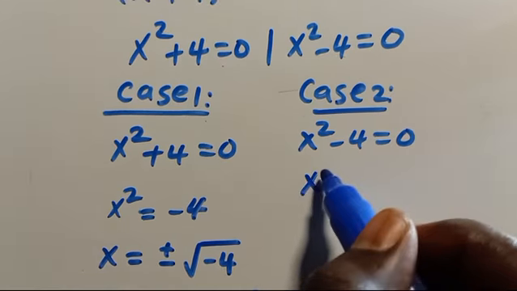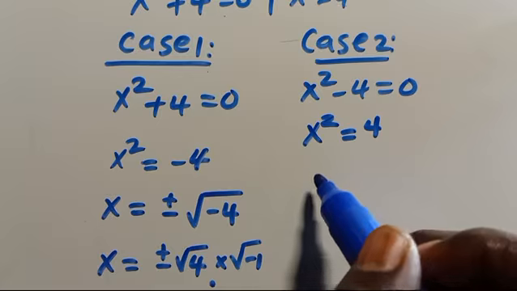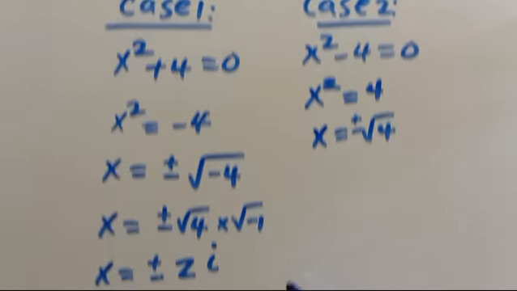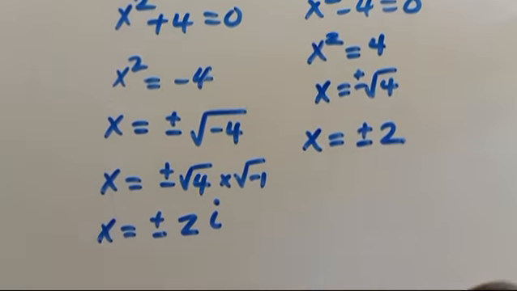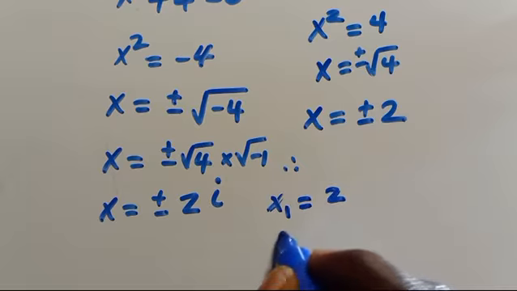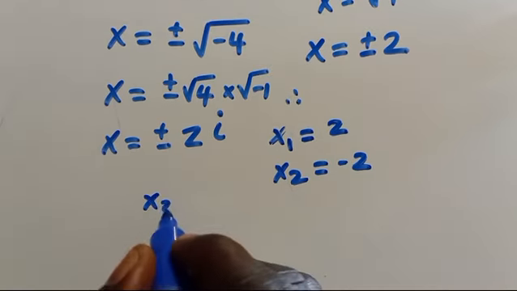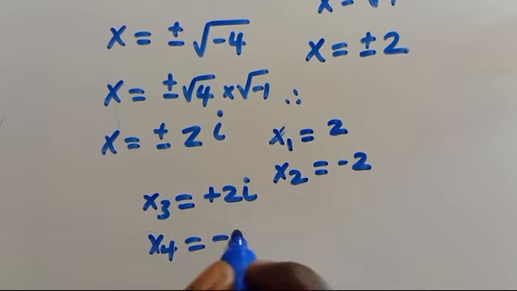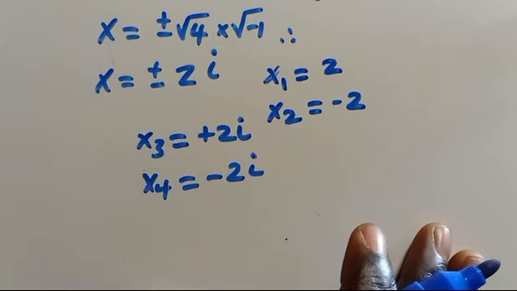Then coming to this place, we have x squared equals 4. Then take the square root of both sides, we have x equals root of 4, positive or negative. 4 is a perfect square, so we have 2. So we can now declare finally x1 equals 2, x2 equals minus 2, x3 equals plus 2i, x4 equals minus 2i. So these are the 4 possible solutions that we are expected to get for this particular problem.